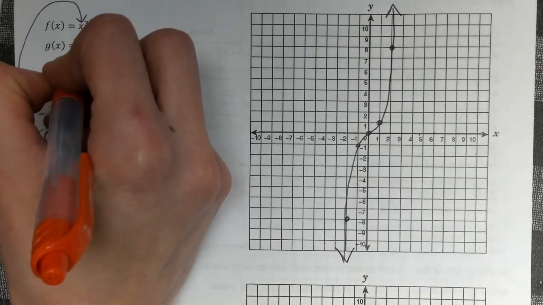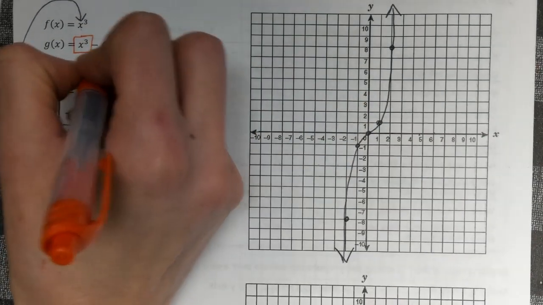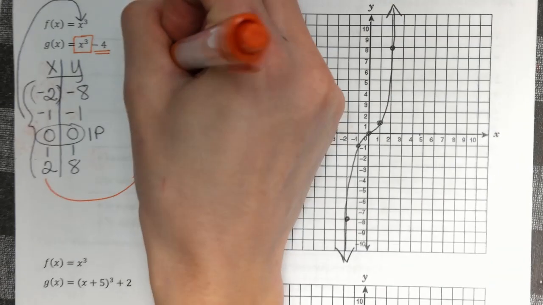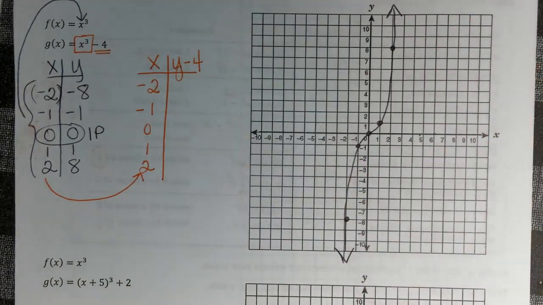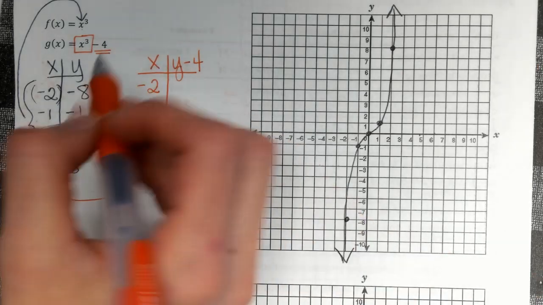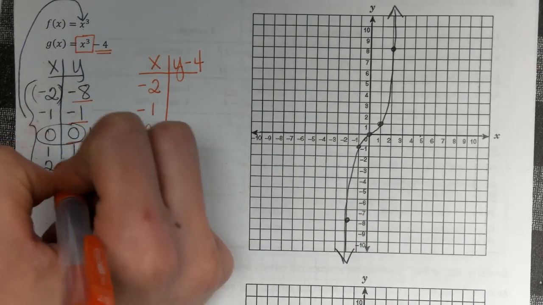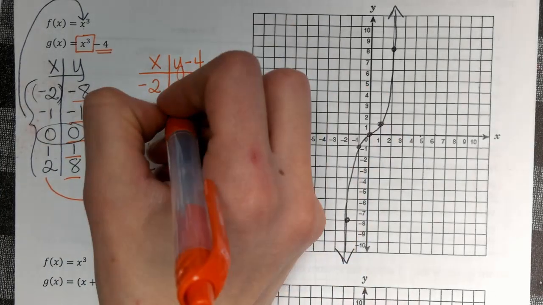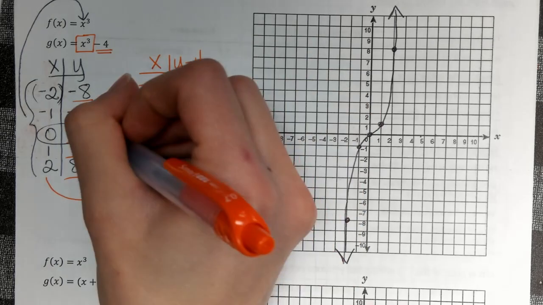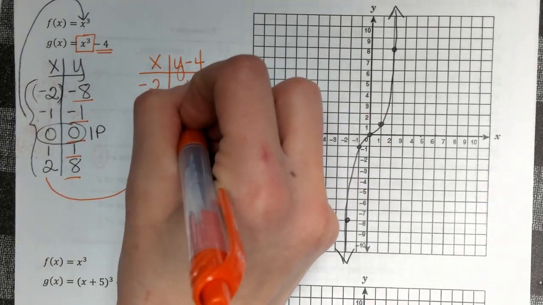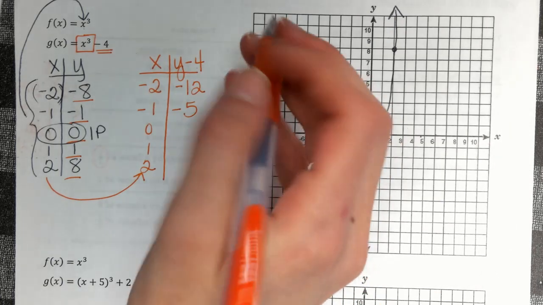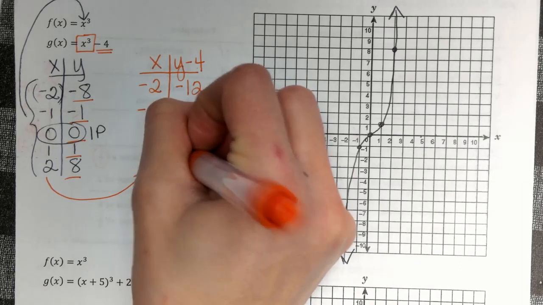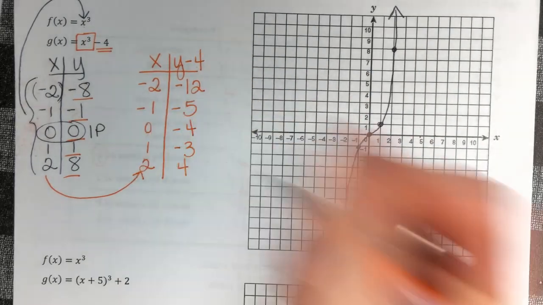So here, x cubed is my parent. This minus 4, it's not in parentheses, so it's happening to my y. So I'm doing y minus 4 in my table. So what I'm doing is I'm taking each y value from my parent function and I'm subtracting 4. So I take -8 minus 4, and that gives me -12. I take -1 minus 4, which gives me -5. 0 minus 4 is -4. 1 minus 4 is -3. And 8 minus 4 is a positive 4.